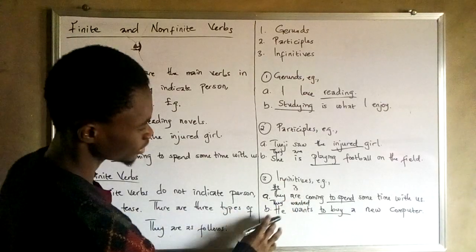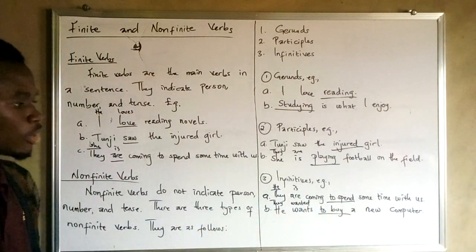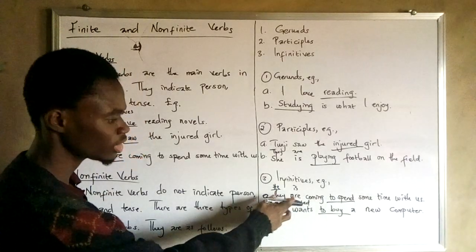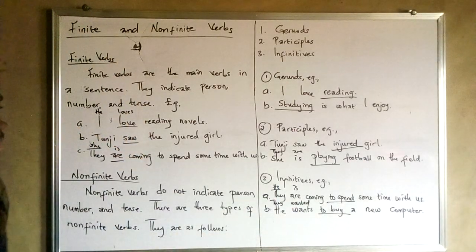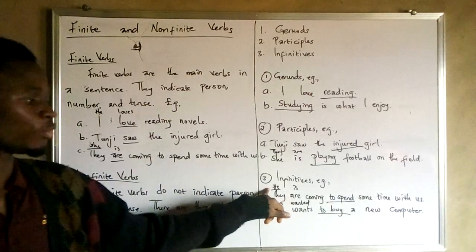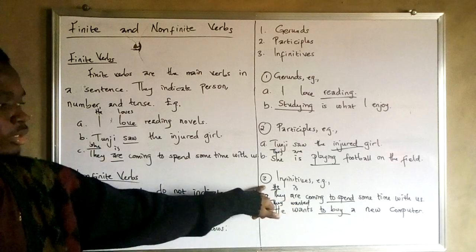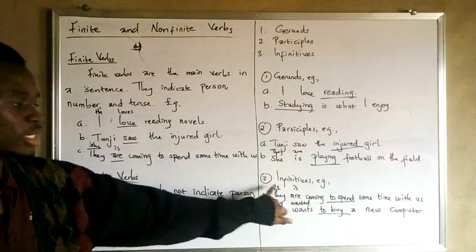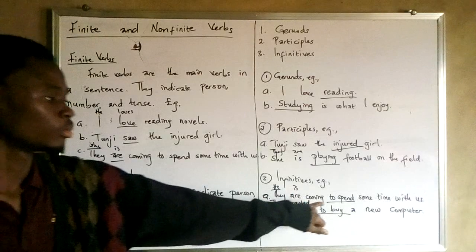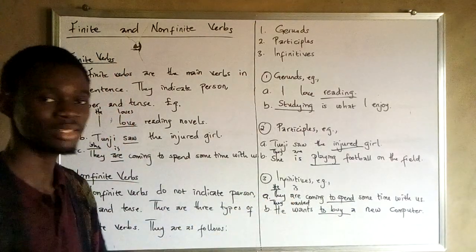Infinitive: they are coming to spend some time with us. To spend here is a non-finite verb, while the are here is a finite verb. The are is finite because if I were to change the number of the subject involved, this is going to change. Like if I were to use he, the verb is going to change to is. But the to spend is not changed. That shows this is a non-finite verb, while this is a finite verb.